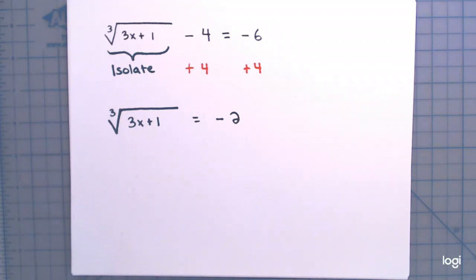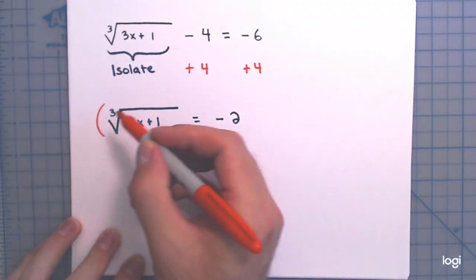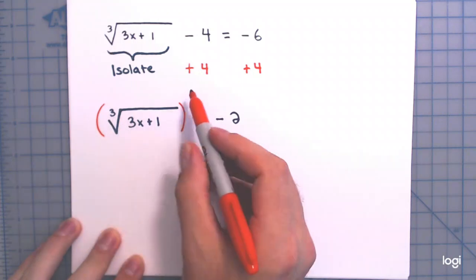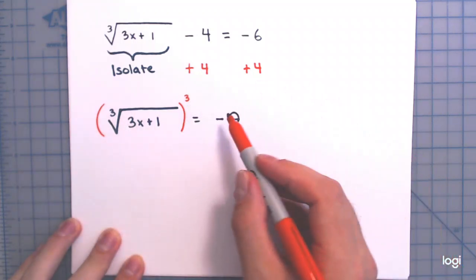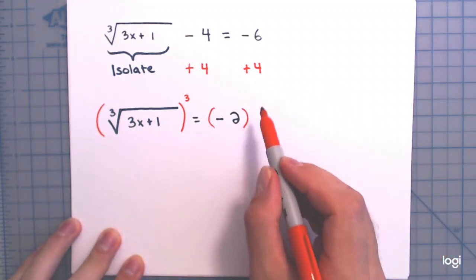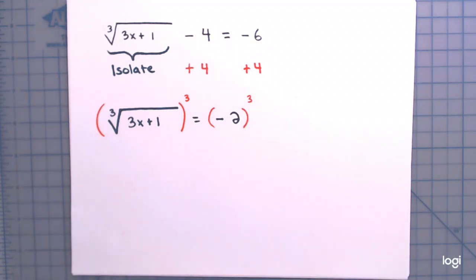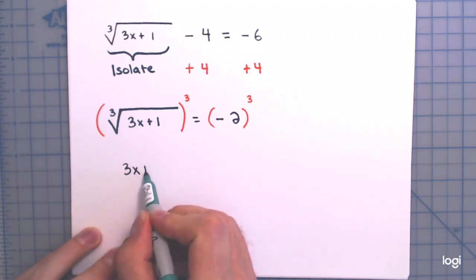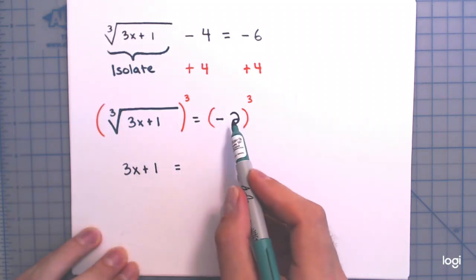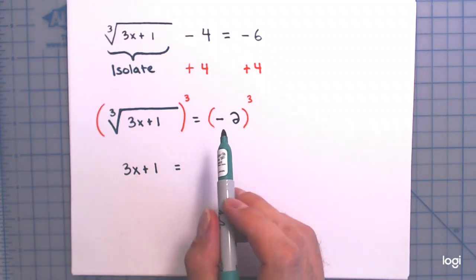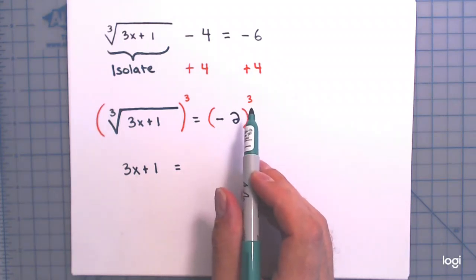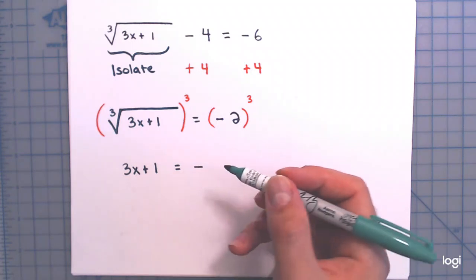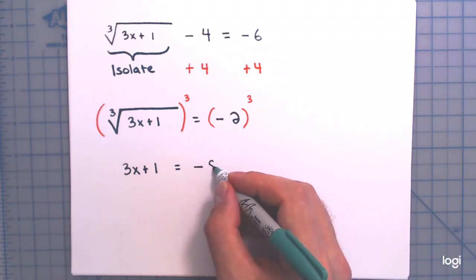Alright, so I've isolated the radical, and then again I raise both sides to the index. So that's the third power here to undo the radical symbol. So I cube this side, raise it to the third, and cube this side. Right. So on the left, I have just the radicand now, 3x plus 1 equals, and on the right, negative 2 cubed. Remember, a negative number to an odd power will be negative, and negative 2 times negative 2 times negative 2 is negative 8, right?